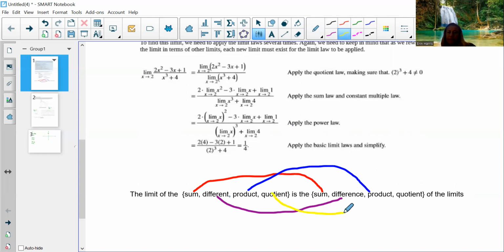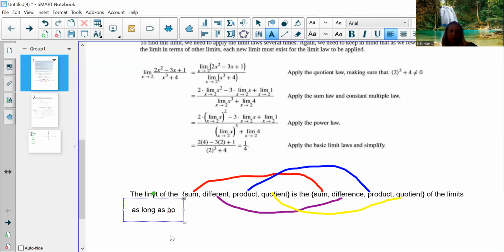Now there is a little bit of fine print that goes with this theorem. The fine print of this theorem says, as long as both limits exist and you don't, for the quotient, you don't divide by 0. Okay, so that one is specific to the quotient. All right, so the limit of a quotient is the quotient of the limits as long as they both exist, both limits exist, and I'm not trying to divide by 0.